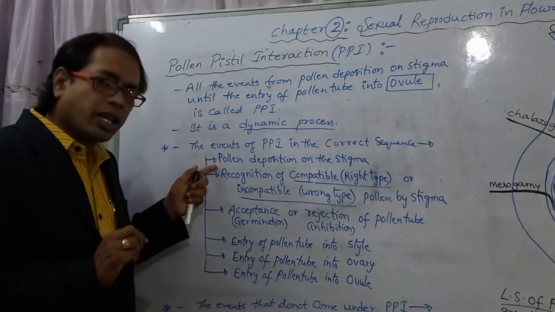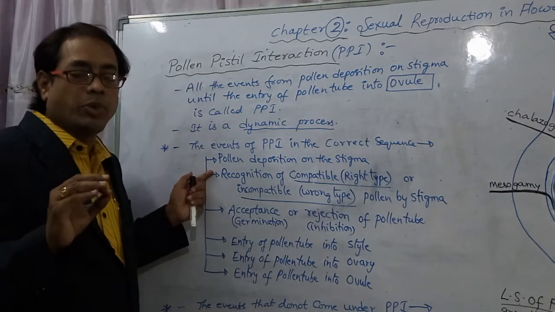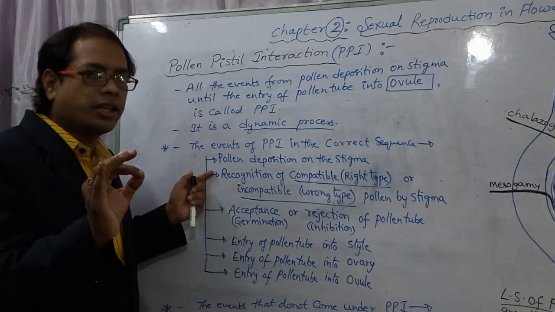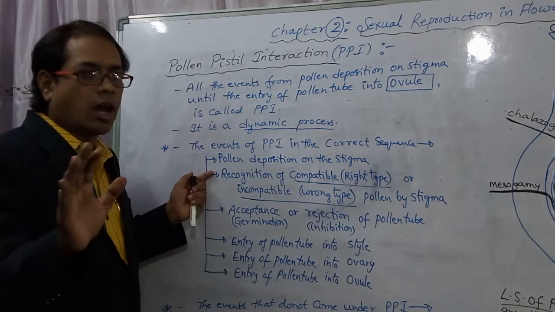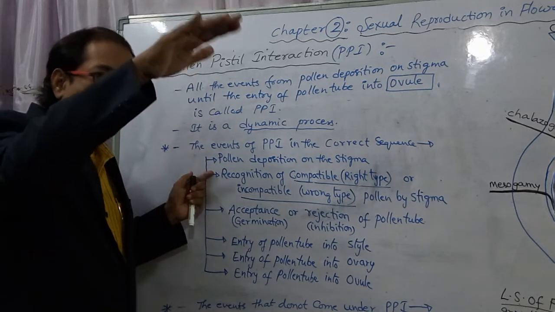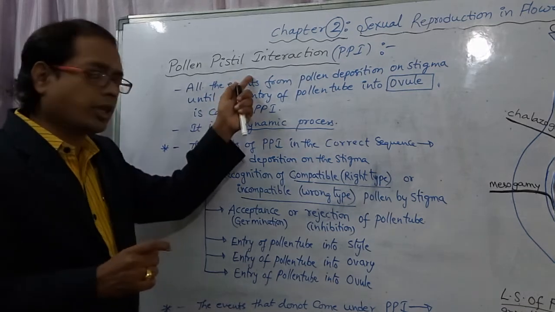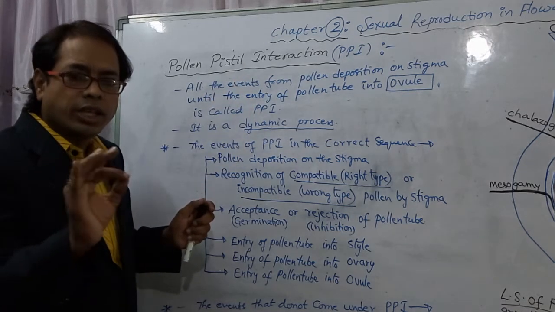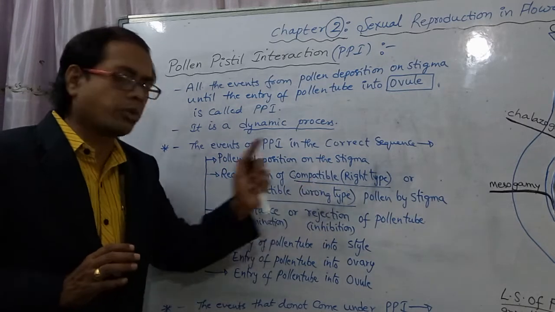So first point, what is that? Pollen deposition on the stigma. Transfer of pollen grains from anther is not the event. After the pollen grains are deposited on the stigma, from that point onwards, it will come under PPI. Transfer of pollen grains is not an event of PPI.